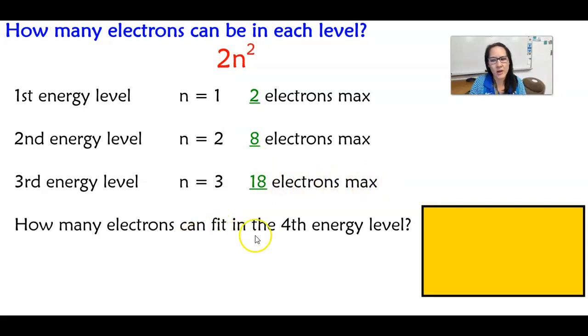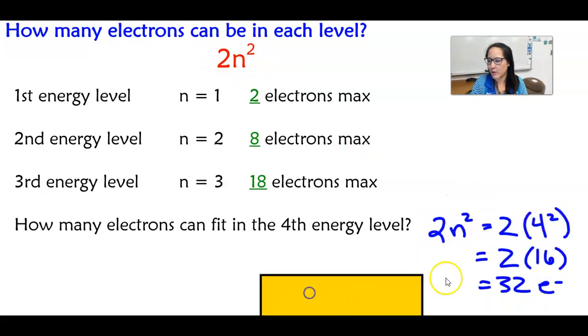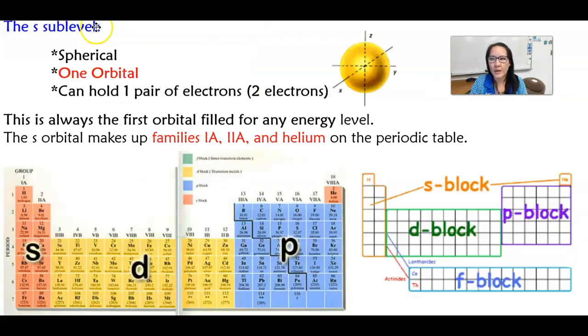So how many electrons can we fit in the fourth energy level? We want to say 2 times 4 squared, and that's going to equal, 4 squared is 16, 2 times 16 is 32 electrons that can fit on the fourth energy level. So now let's talk about each sublevel individually.